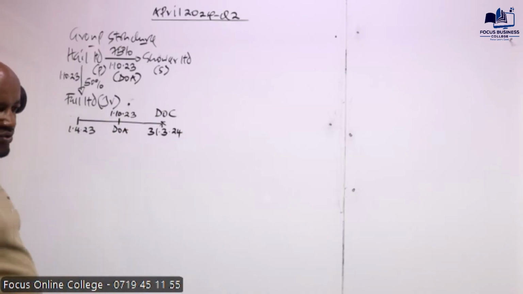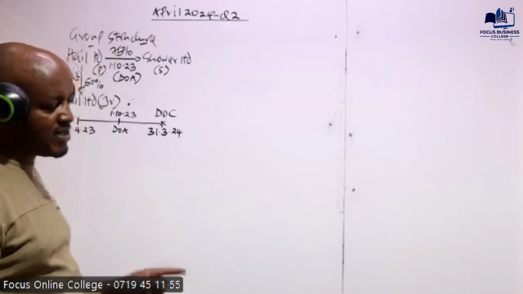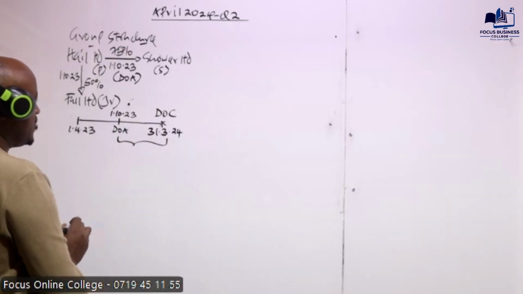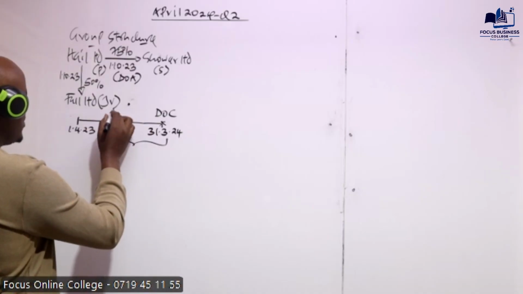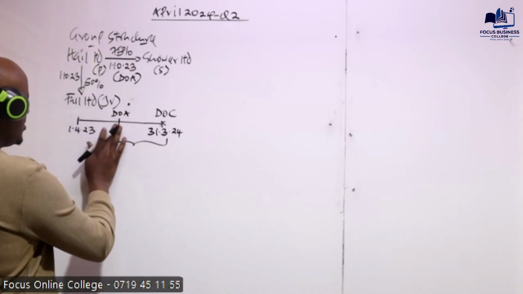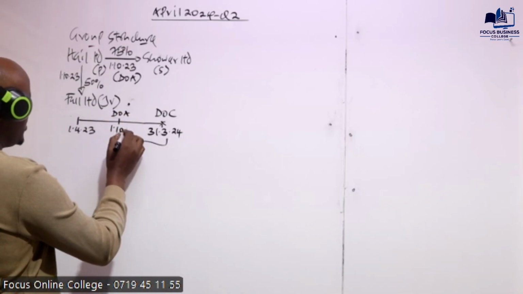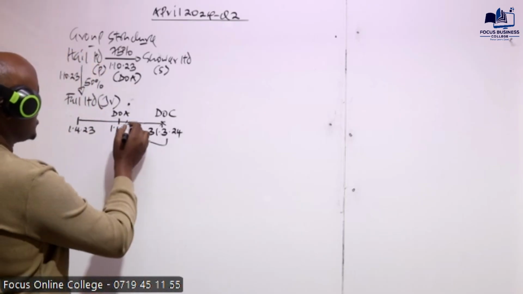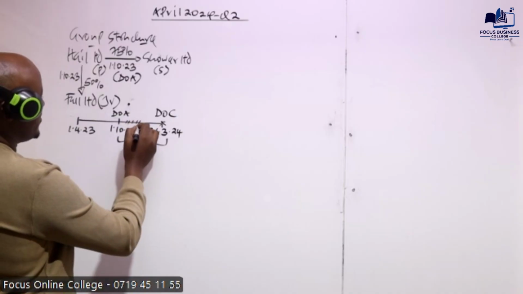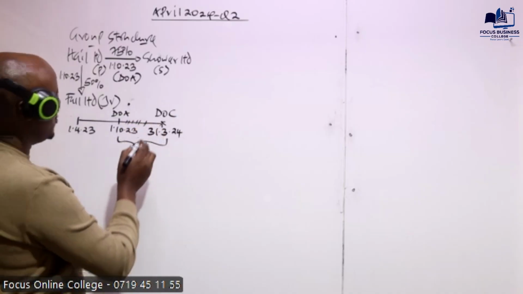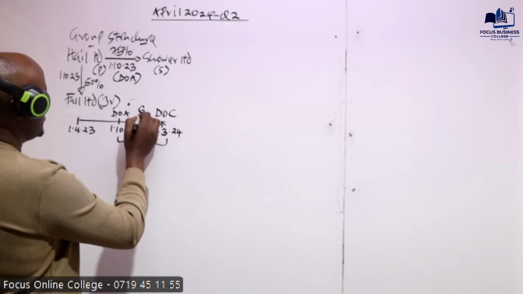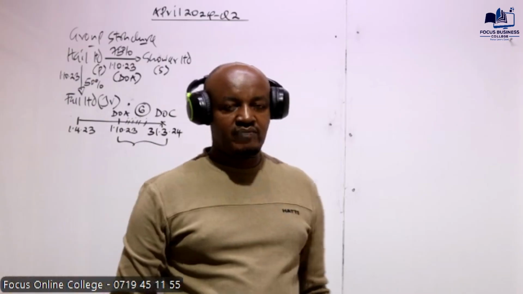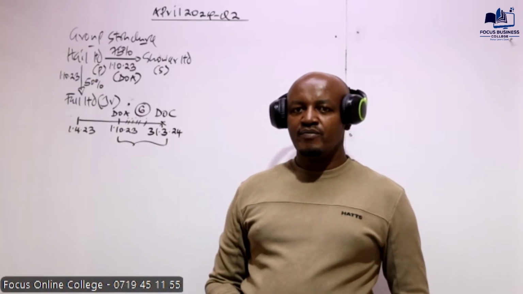So what we need to do here is determine how many months we have between these two dates, the date of acquisition and the date of consolidation. We have October, November, December, January, February, and March. So we have 1, 2, 3, 4, 5, 6. In our case, we have 6 months.